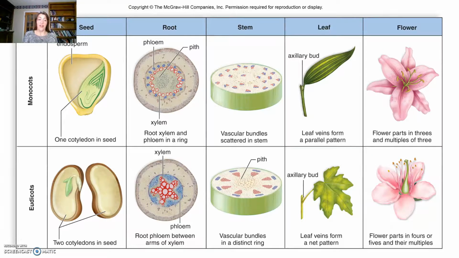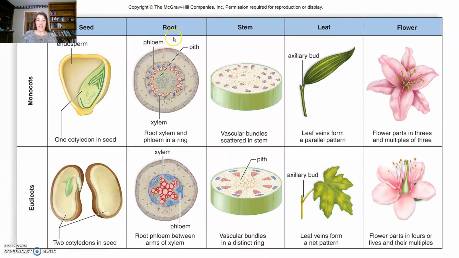Eudicots, on the other hand, have two cotyledons. If you see this picture down here of the bean, if you've ever seen beans, how you can split the seed in half, it's because those are the two cotyledons. And so they have eudicotyledons for two cotyledons, monocotyledons for one.